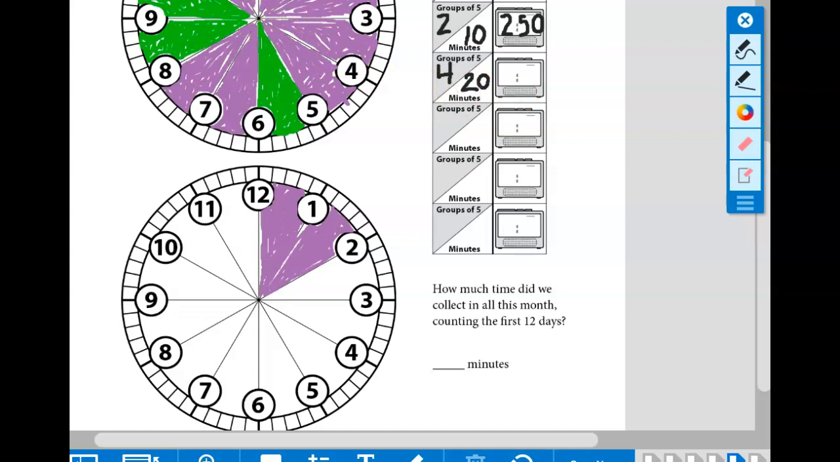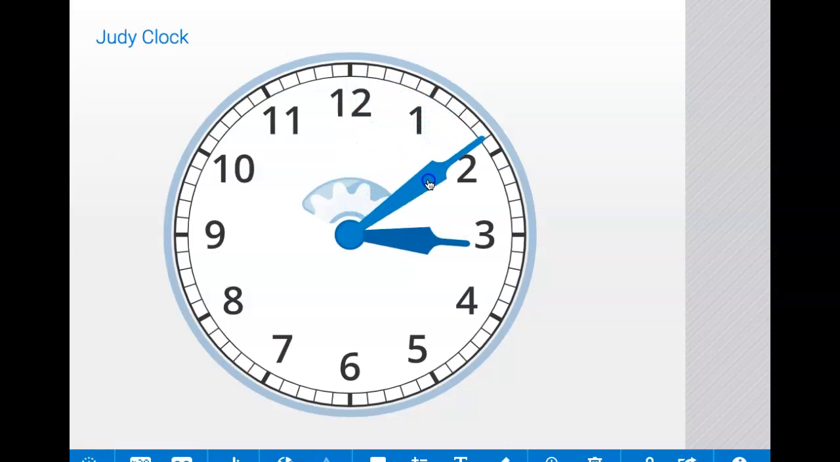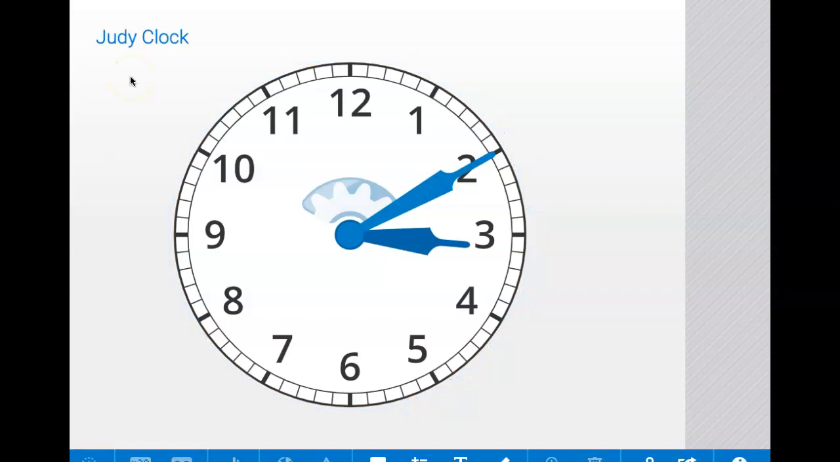Let's have a look at our Big Judy clock. If I need to add 4 groups of 5 minutes to our time of 2:50, where will my minute hand land? Let's count our 4 groups of 5 and see where it lands. We need 1, 2, 3, 4 groups of 5 minutes. Now, what time does our clock read?